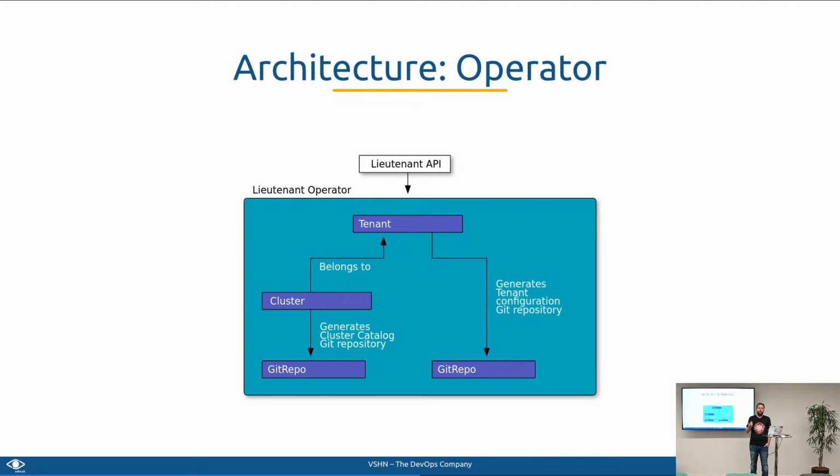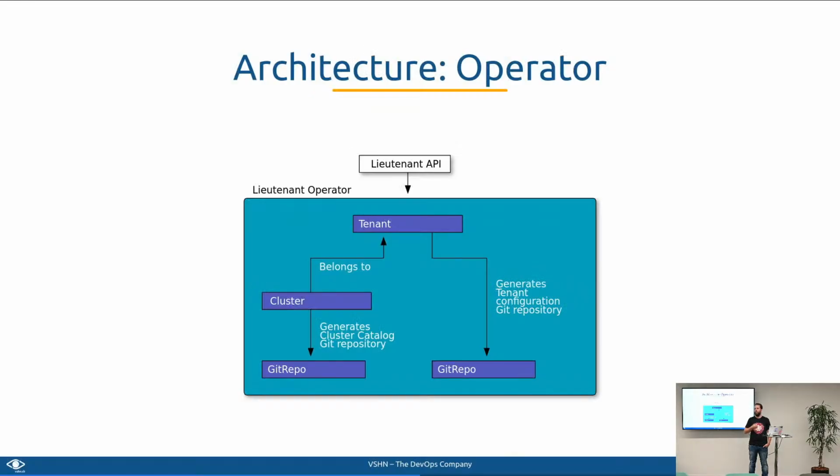The operator automatically creates a Git repository for this cluster, which is then later used to store the catalog of all the YAML manifests to be applied on the cluster. It also takes care of, for example, configuring deploy keys on the Git repository. So you don't have to manually create the Git repository and grant access and all these things. This is all handled by the Lieutenant operator.